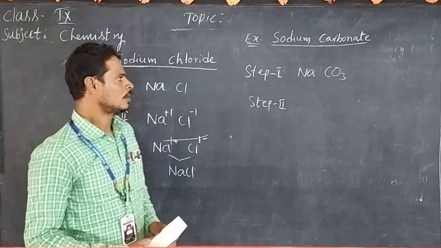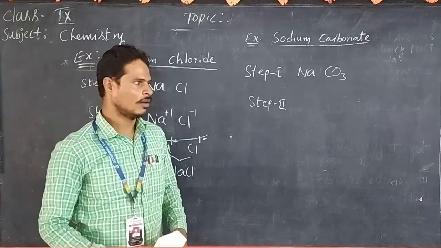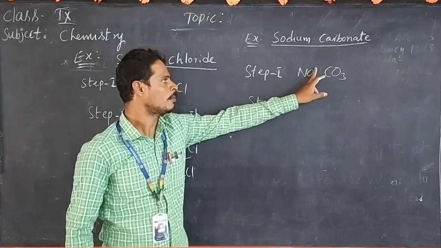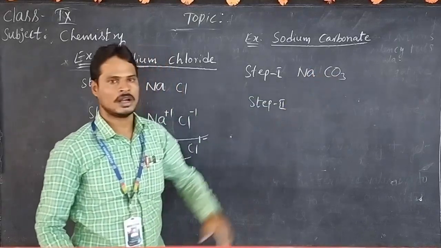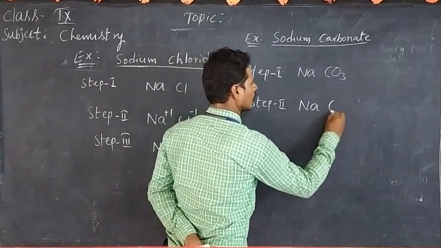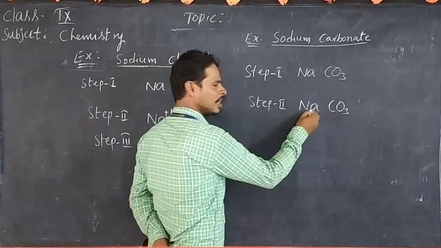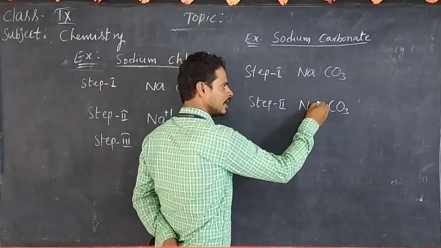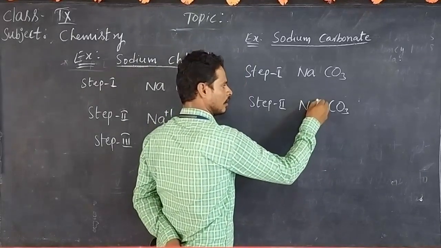What is step 2? Put the valency of cation and anion charges on the top right-hand side of the cation and anion. What is the charge of sodium? 1 plus. Where should we write it? Right-hand side, top of the cation.